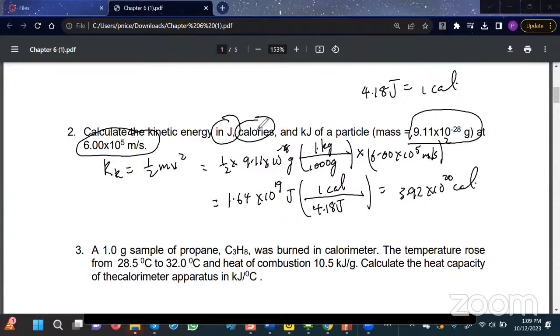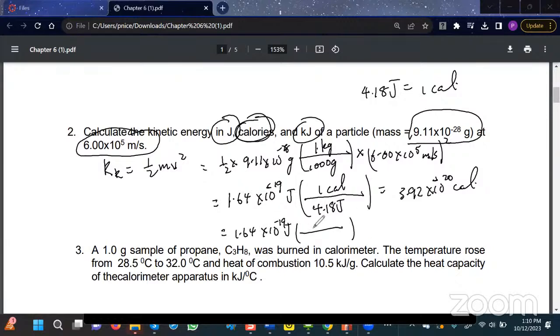Now we have answered this part. They also ask for the kilojoules, so that's easy because I'm just going to put 1.64 times 10 to the, oh, this should be minus 19, by the way. And this should be, hold on, maybe that changes things a bit. Let me see here. 1.64 times 10 to the minus 19 divided by 4.18. Okay, so this should be minus 20. And then here, 10 to the minus 19 joules.